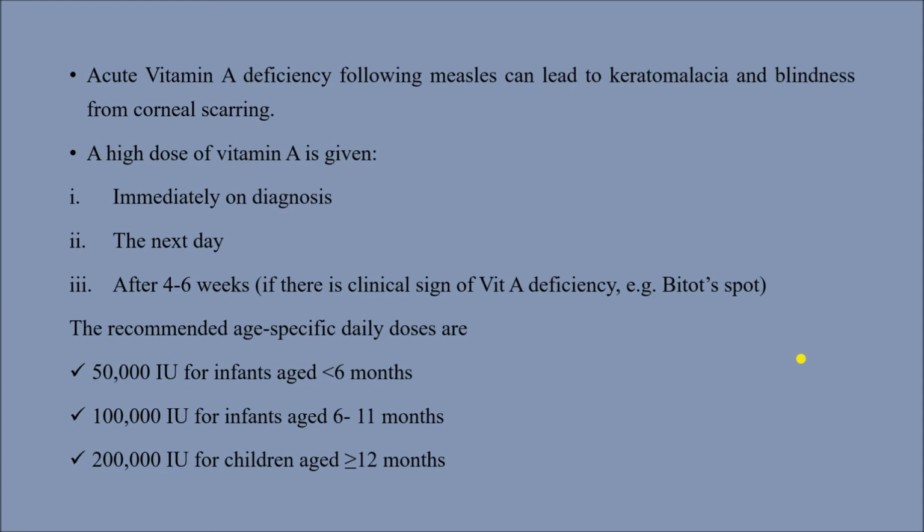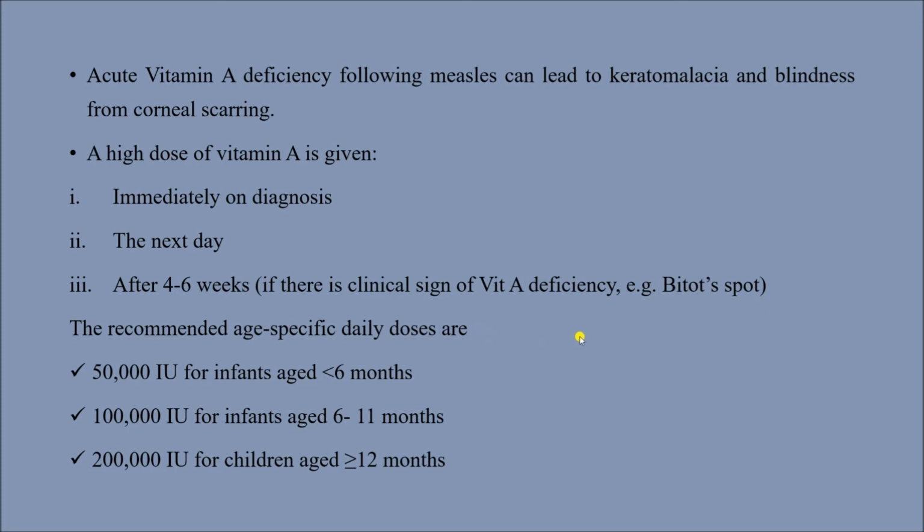To prevent that, a high dose of vitamin A is given, and these doses are based on the age of the patient. Now, 2 doses are mandatory, that is on day 1, immediately on diagnosis, and the second dose on the next day. After 4 to 6 weeks, we assess the patient again, and if there is any clinical sign or ocular manifestation of vitamin A deficiency like Bitot's spot, in that case the 3rd dose can be given.